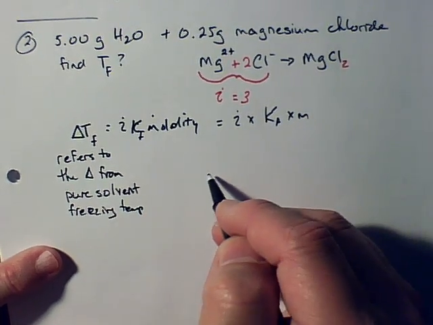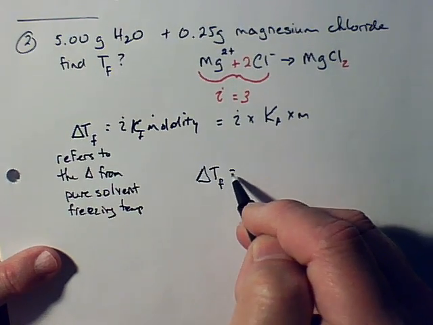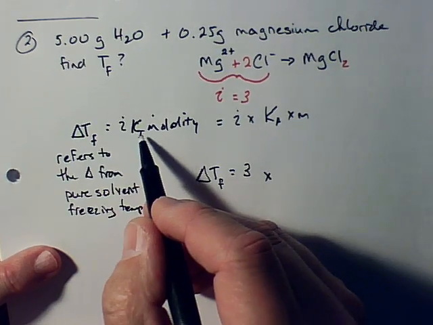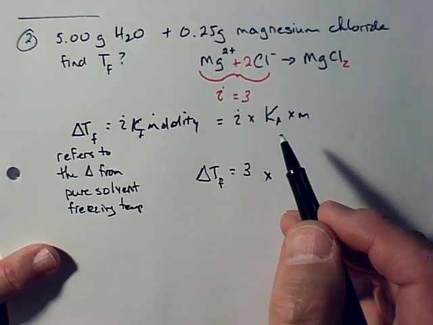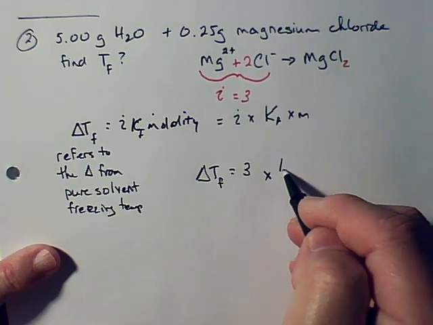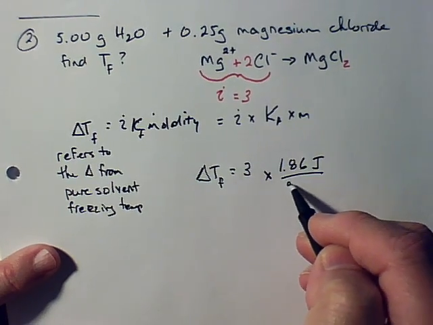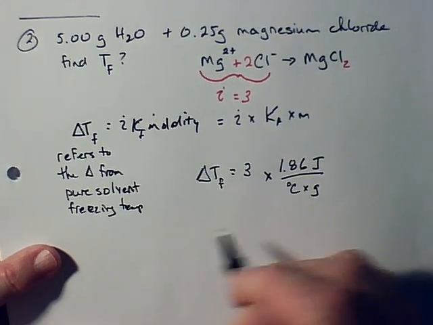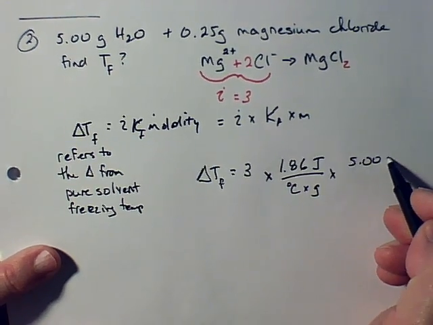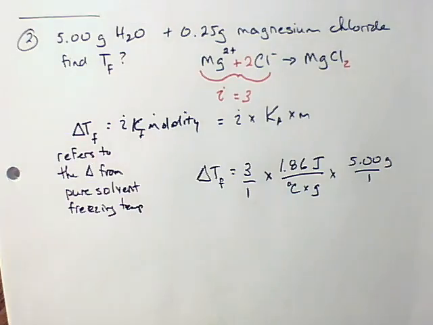Alright, so our equation then is, this is what we're going to find to start with, delta T sub F. i, we said, is 3. The freezing point constant for water is, what is it, 1.86 joules per degree C per gram. And then the mass we have here is 5 grams. Okay, and to keep it all nice and neat, we're going to put everything over 1.